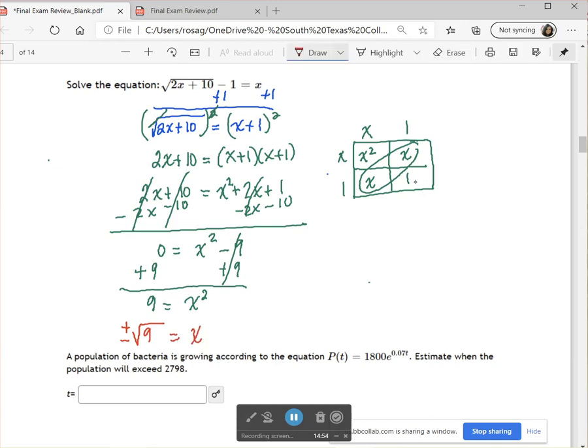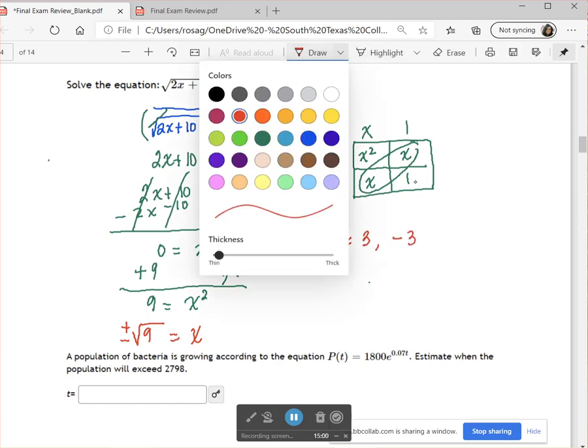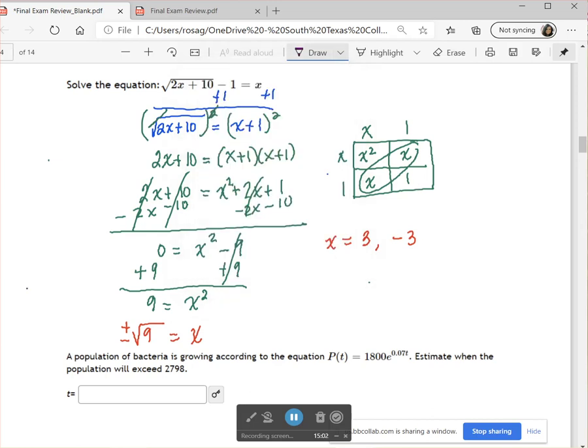So x is positive 3 and negative 3. One of the issues with this problem is when you square both sides, that can introduce some wrong answers. So you have to check your answers. It's not a suggestion. You have to check your answers to make sure that they work. So that's what I'm going to do next.